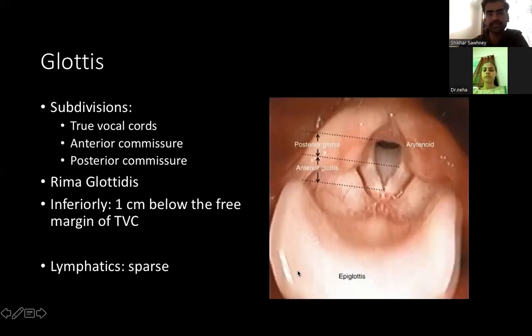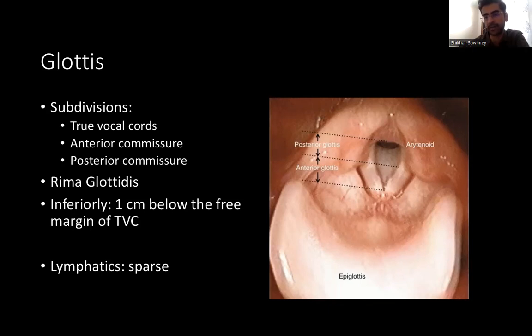Moving on to the glottis, it has three subdivisions: the true cords, the anterior commissure, and the posterior commissure. The rima glottidis is the glottic aperture between the free edge of the true vocal cords, and its shape obviously varies by whether the cords are in the adducted or the abducted position. Inferiorly, glottis extends till 1 centimeter below the free margin of the true vocal cords. Now, this area is different from the supraglottis in the fact that the lymphatics in this area are very sparse. So tumors limited to the glottic area usually do not present with lymphatic metastasis.